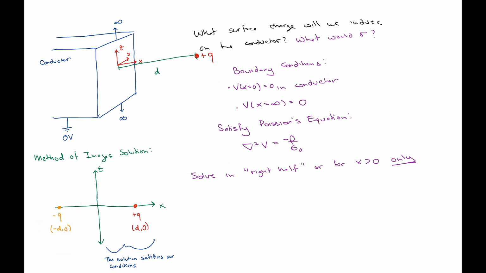Not really happening. Okay, so let's say I just wanted to know the potential at some general point P up here, which I'll just say is at x and y. If I want to solve for the potential at that point, I need to find some position vectors from each of my charges here. So I'm going to do that.